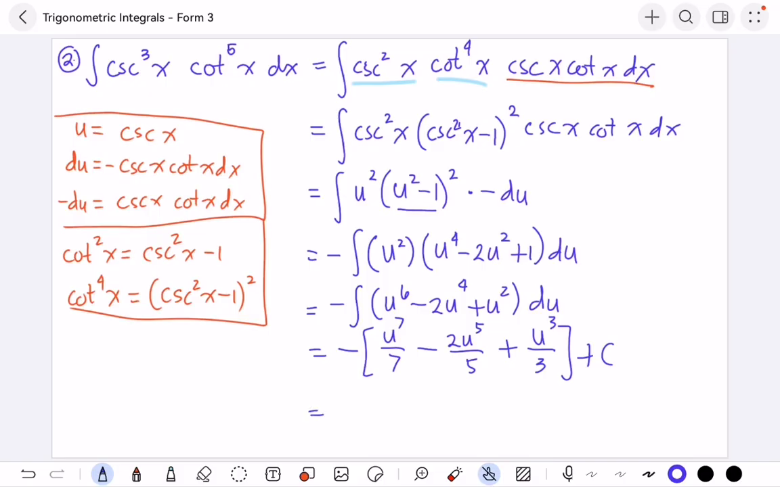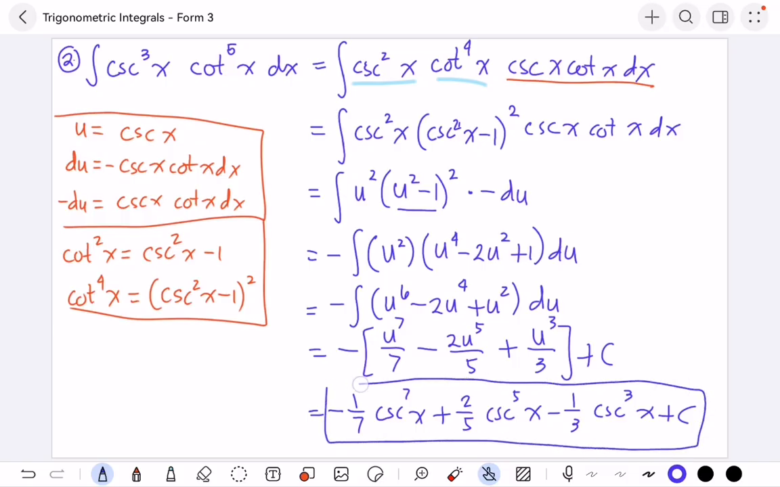Distributing the negative and substituting u equal to cosecant x, I will get negative 1/7 cosecant to the 7th x plus 2/5 cosecant to the 5th x minus 1/3 cosecant cube x plus c. This is now the final answer. Okay, goodbye.